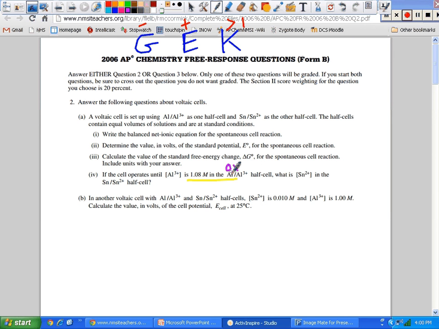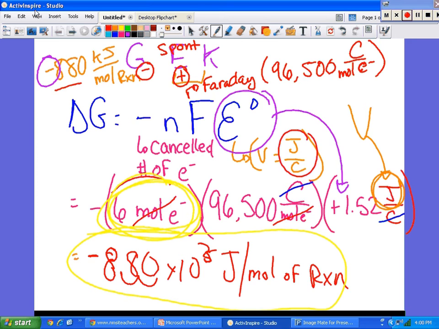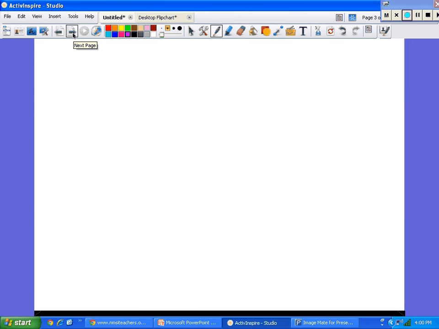Now, just as a curiosity and just to review, I should have already done this, and I'm sorry I haven't, but I really want to review this with you, and that's drawing voltaic cells. I want to practice that because they may ask you to draw it.